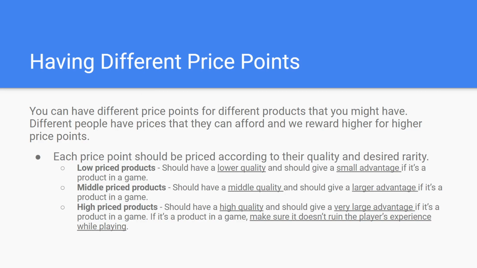Middle-priced products should have a middle quality and should give a larger advantage than the lower-priced products if it's a product in a game. Higher-priced products should have a high quality and they should give a very, very large advantage if it's a product in a game. If it's a product in a game, make sure it doesn't ruin the player's experience while playing.